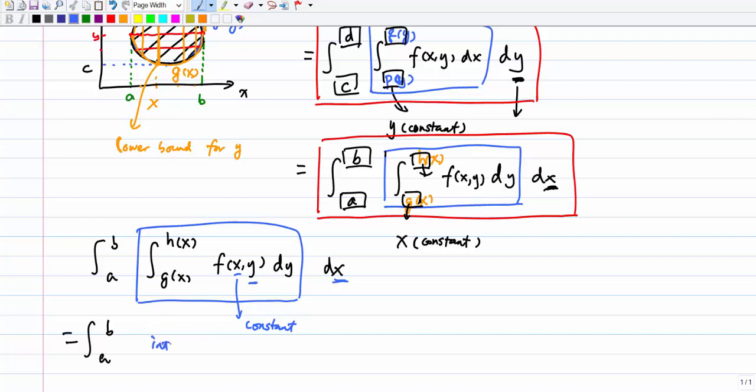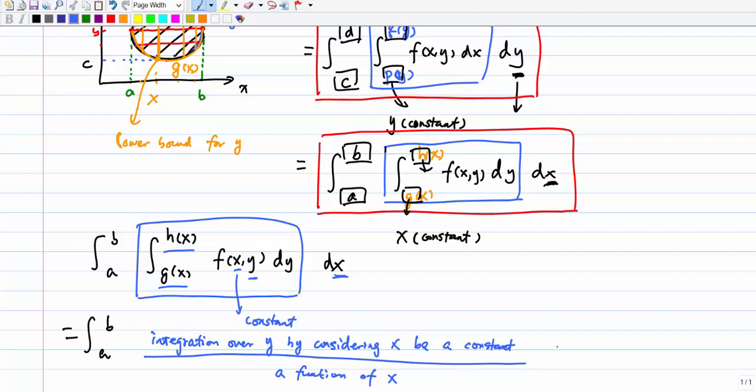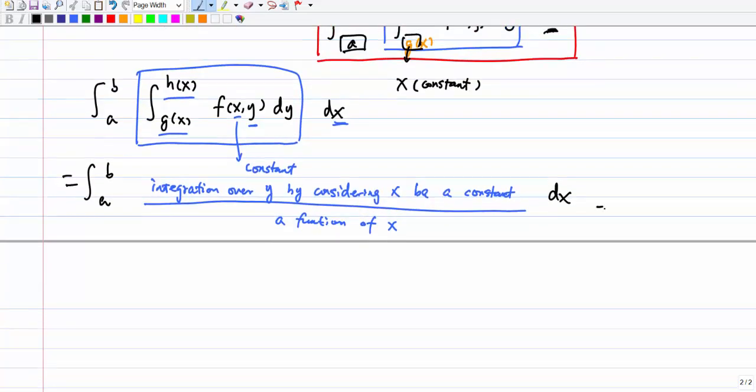So you integrate over y, considering x to be a constant. After doing that, you replace your lower bound and upper bound, which are functions of x. Then you integrate over dx, and now you should get a scalar. That's how you compute that.